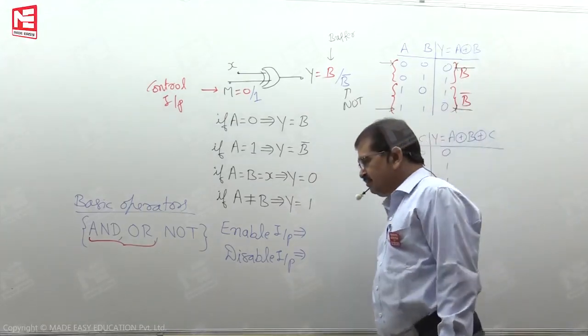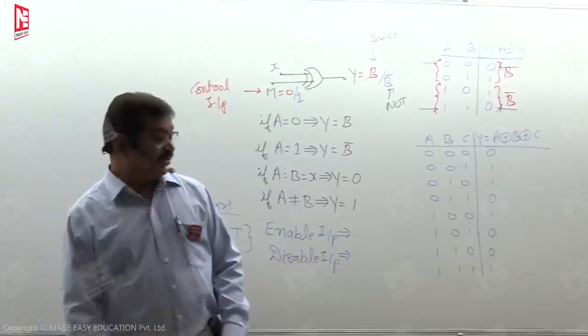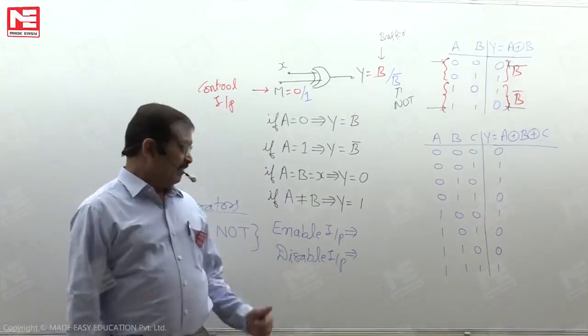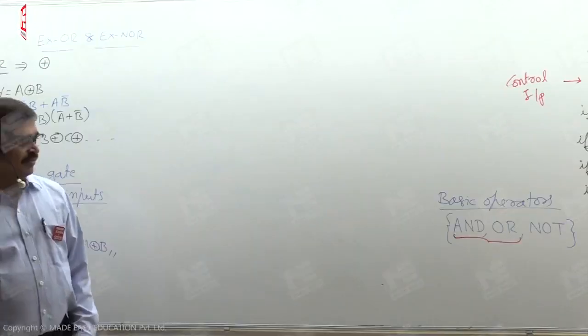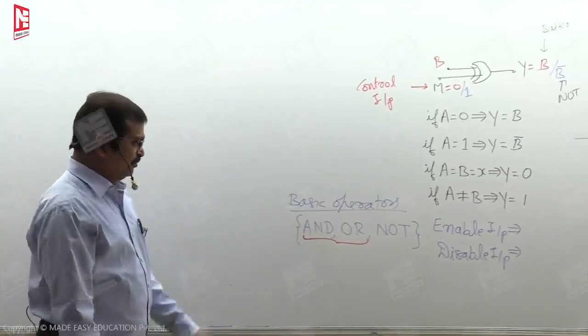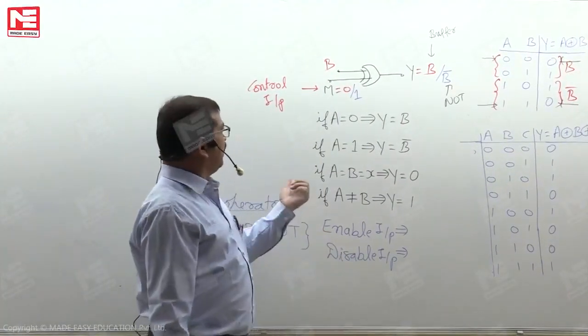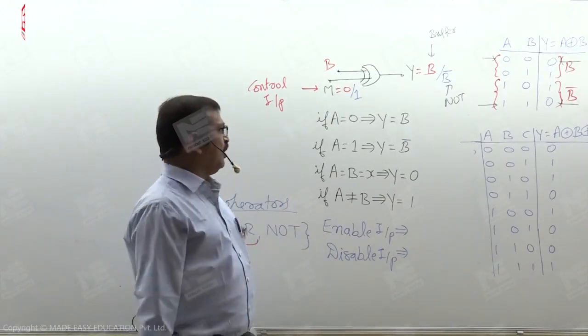And coming to the next one, enable and disable inputs. Try to think what is possible as an enable input and what is possible as a disable input. I was asking you to identify the enable and disable inputs to this exclusive OR operation.